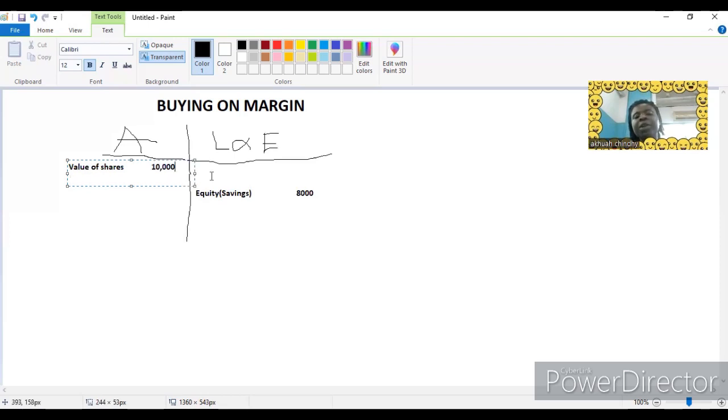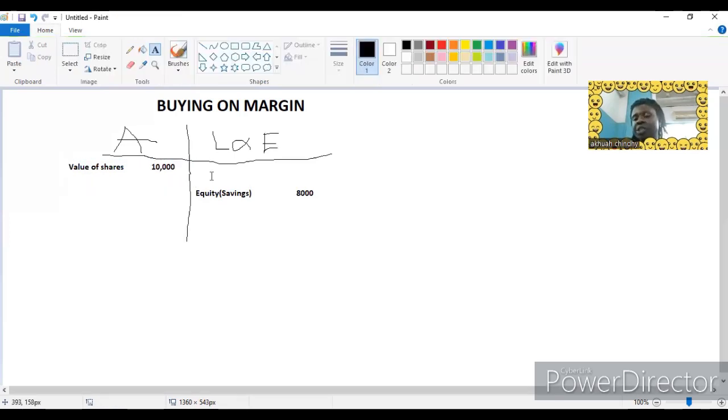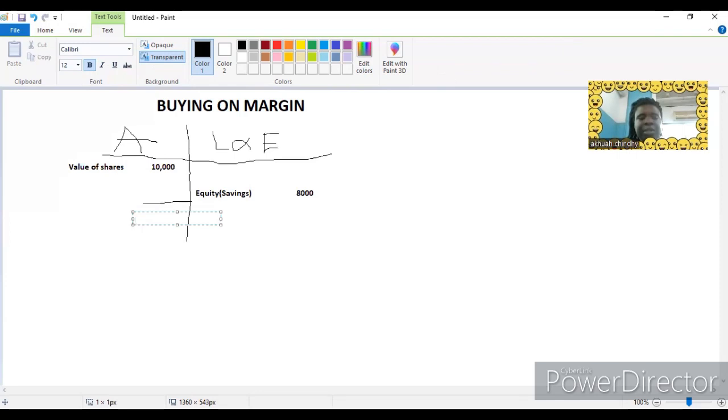right? So it means that we need to balance the equation, as we all know, right? Assets must be equal to equity plus liability, right? So we know that our asset side would be 10,000, and then to balance the equation it means that there was a loan because you can't buy shares without having the full money. Okay. So you'll be the loan from the broker because it's buying on margin.